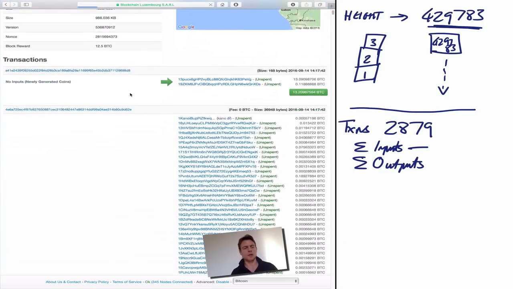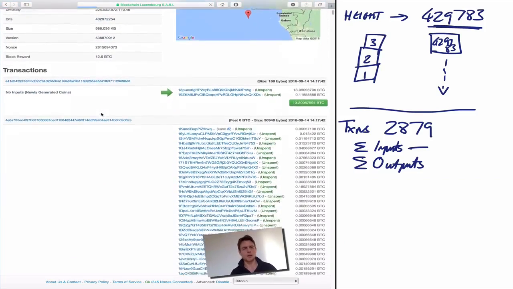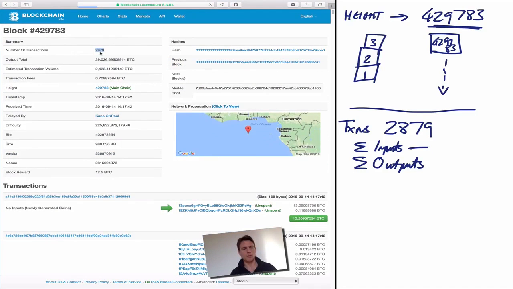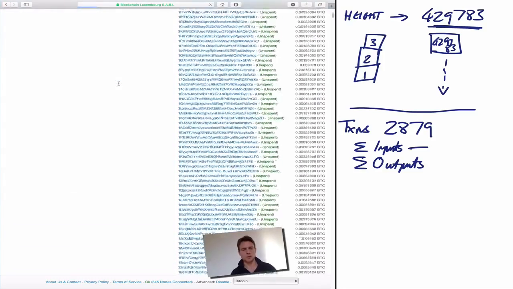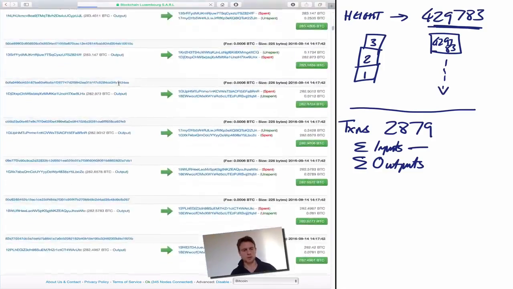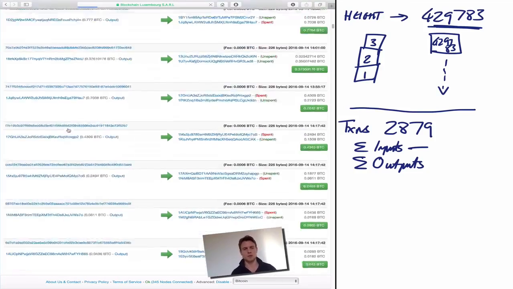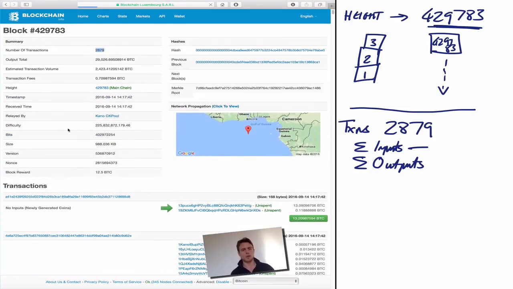Then down here on the block homepage, you can see the actual transactions that are in the block. All 2,879 of these transactions are listed here, and you can browse them all. Each and every one of these has its inputs and outputs. You can click on each of these transactions and it'll take you to the transaction homepage for that particular transaction. So that's the block homepage on blockchain.info.